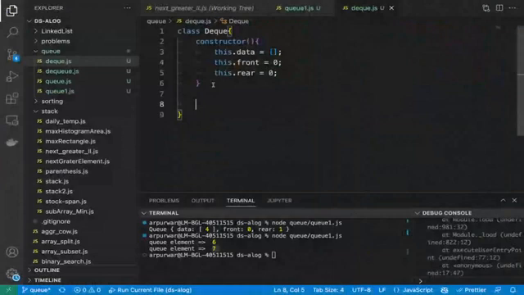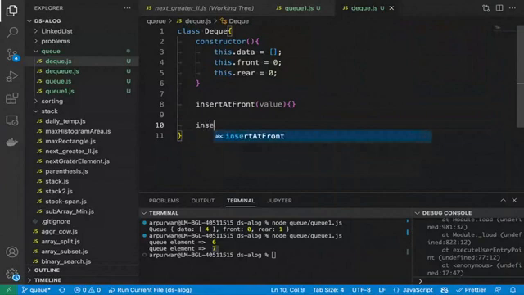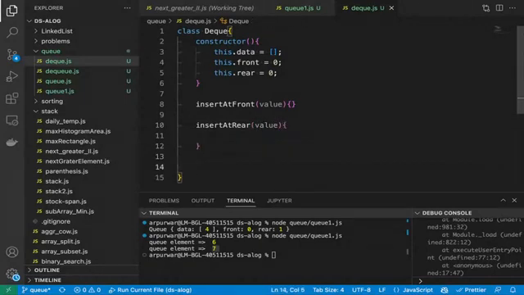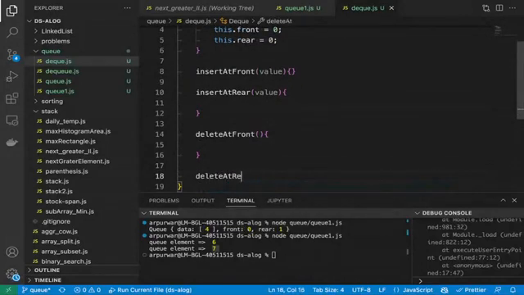So now the function would be insert at front. This is the value which we will insert. Then the other method could be insert at rear. This will also have the value, which we have already done. Insert at rear, we already know that. Then delete at front, we already know about it, already done in the queue. And then delete at rear. This one will be new for us.